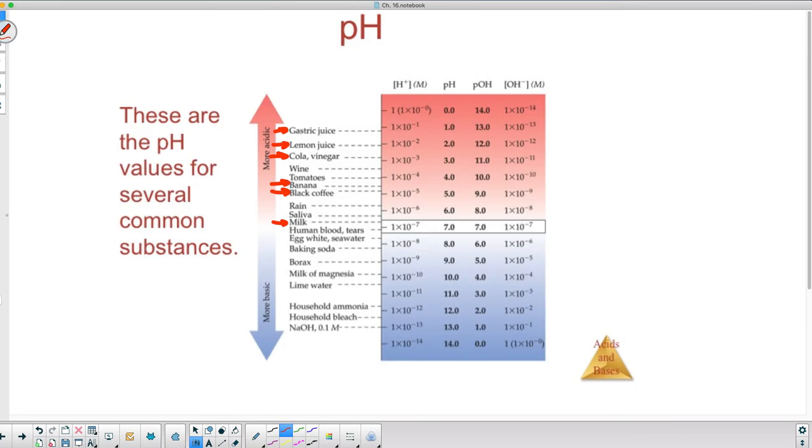But then take a look at those things that are considered bases. Household bleach, obviously, is a big one. That comes up very basic. And ammonia, dissolved in water. Borax, baking soda, eggs, those are all basic. Even human blood and tears are more on the basic side, if just a little bit.